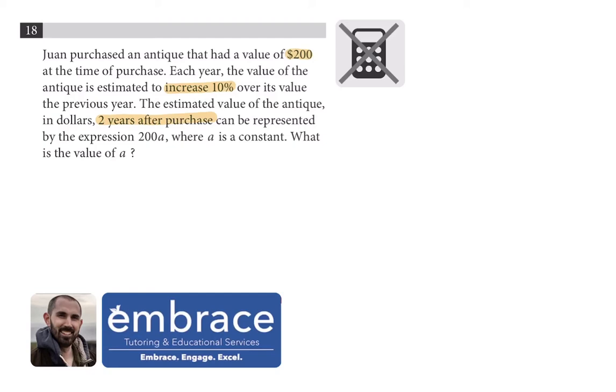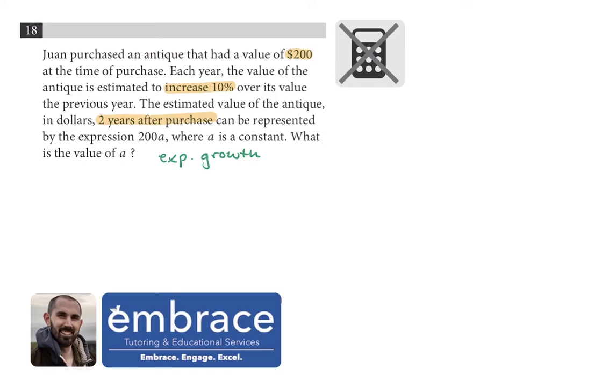Okay. So the first thing that I see here is that it increases 10% over its value the previous year. So you need to be able to identify that this is exponential growth. It's not going up by, let's say, $10 each year. It's increasing 10% from the previous year. So after 1 year, you take 10% and then add it to it. And then the next year, you're adding another 10% of what you've earned. So it's increasing at an increasing rate. So this is exponential growth.